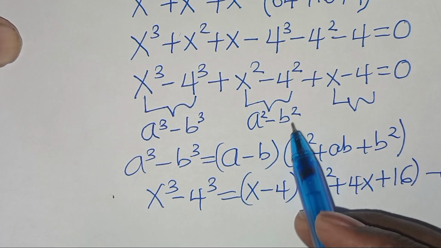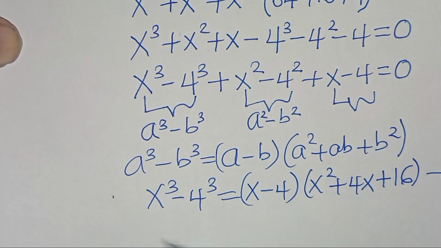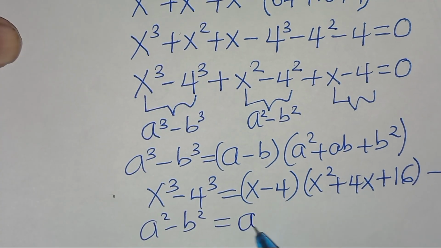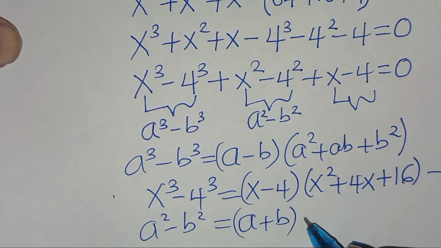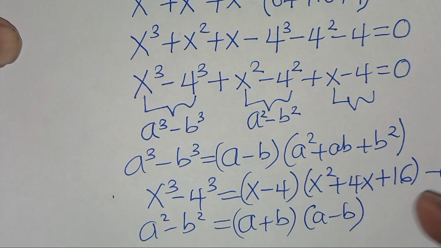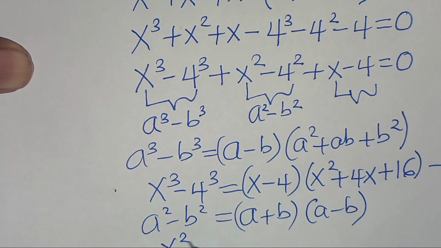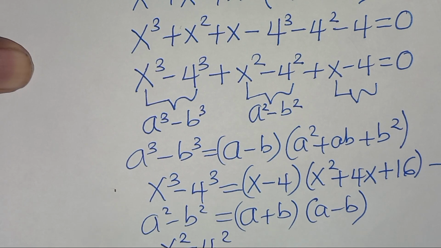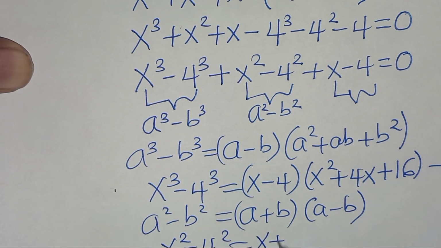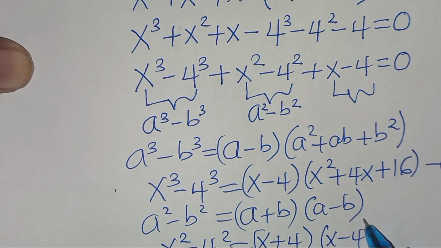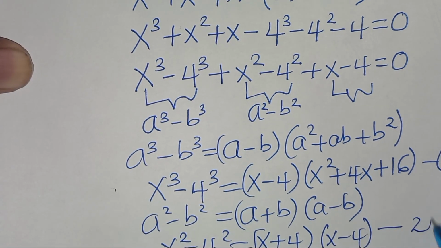Now, the second part is the difference of two perfect squares, which is a squared minus b squared, which we can express as a plus b, then we have a minus b. Applying this property, then we have that x to power 2 minus 4 to power 2 can be expressed as x plus 4, x minus 4. So let's call this equation 2.